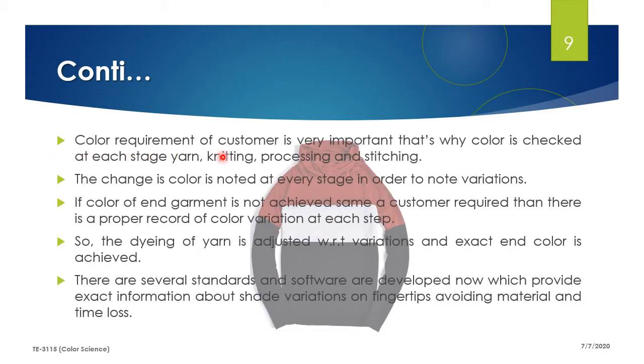The color requirement of the customer is very important because the customer always specifies the order by color, and that is the reason that at every stage of knitting, washing and garment manufacturing the color variation is measured. If the end product's color is not exactly the same as the customer requirement, then the yarn dyeing is adjusted with respect to the variation which can occur in the path of garment manufacturing, and the same end color is achieved. Nowadays several softwares have been developed which show the actual color that will be achieved after processing or stitching of a fabric, so these softwares avoid the loss of material as well as time.